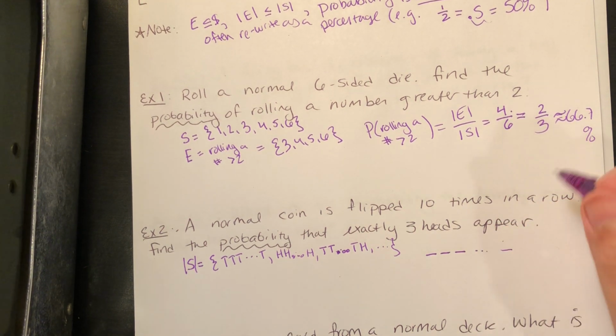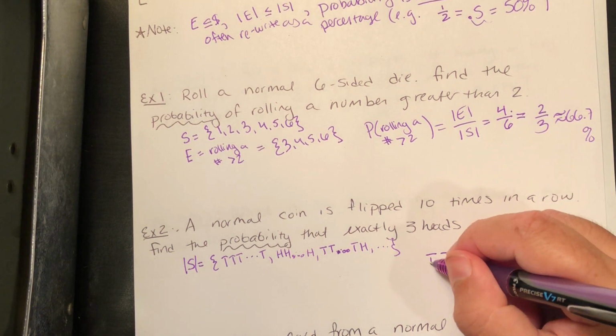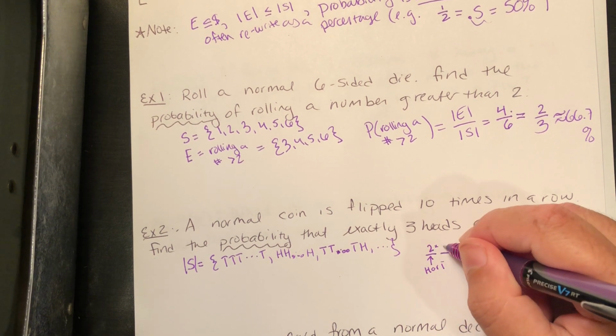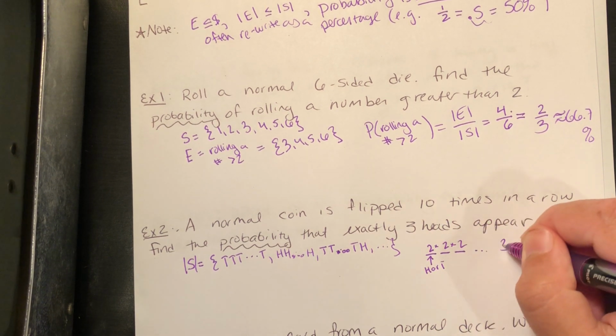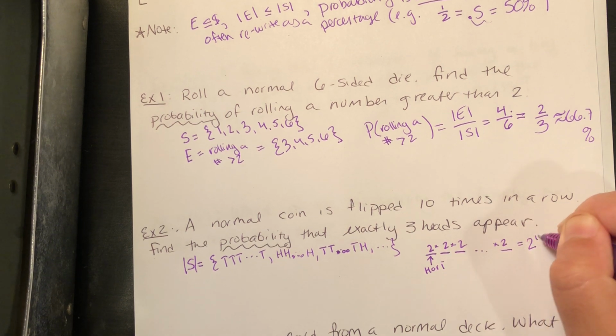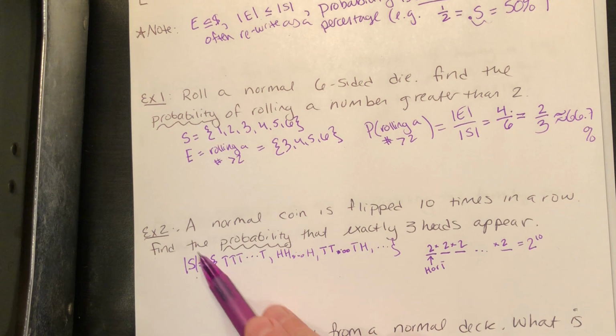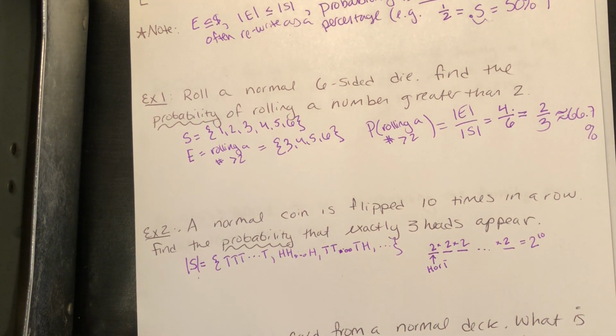Right, there's 10 outcomes that are happening here. Each time you flip the coin, you're either going to get a heads or a tails, so there's 2 outcomes every time. And so the total number of outcomes is 2 to the 10. Right, so our sample space has a size of 2 to the 10.